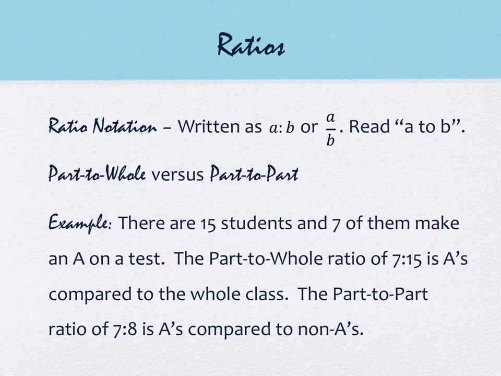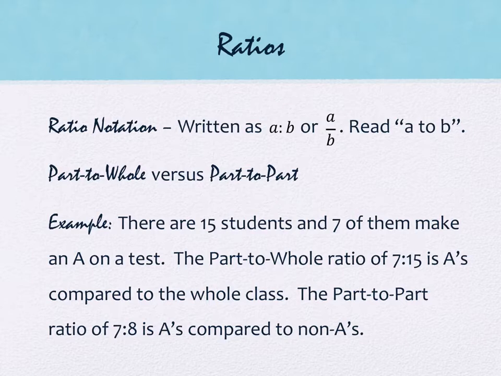There are a couple of different kinds of ratios. One ratio is called part to whole, and the other is called part to part. What differs is how things are being compared. An example: there are 15 students, and 7 make A's on the test. The part to whole ratio compares 7, the number of A's on the test, to the entire class, the 15 grades. A part to part ratio would compare the 7 A's to the number of not A's. So that's a 7 to 8 ratio.